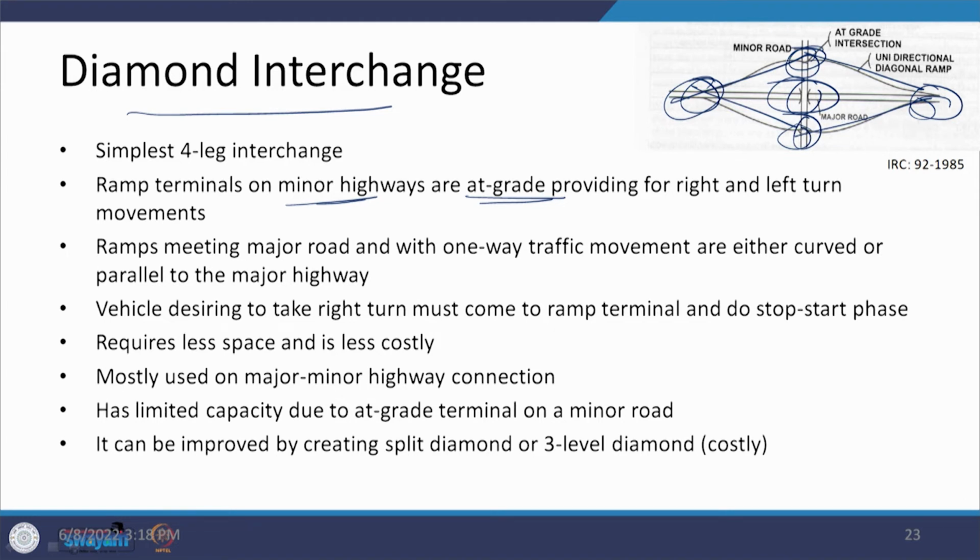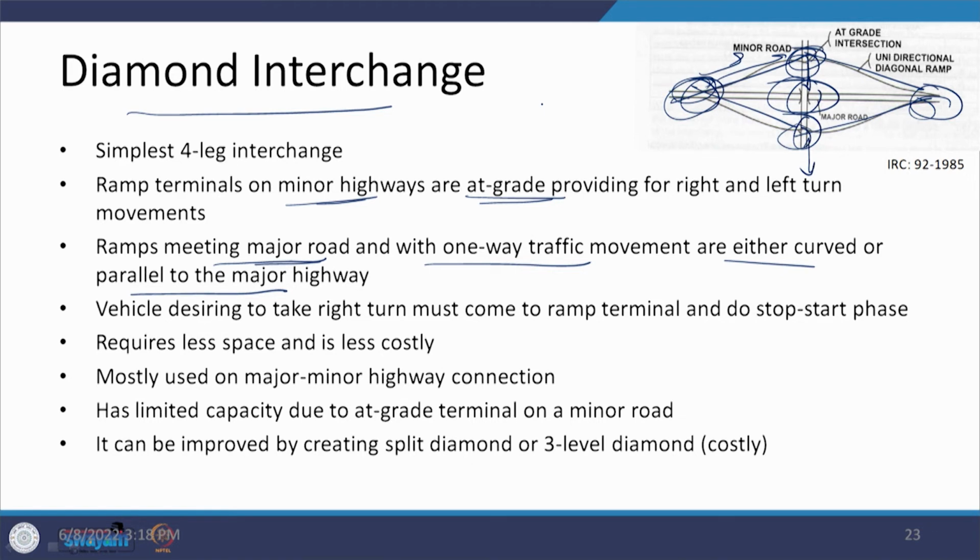So, if you are going from here this way, then at grade you are going to take a turn and then go in the right direction. So, at that particular location we have to see what type of stop conditions or markings or signals etc. need to be provided. Ramps meeting the major road with one-way traffic movement are either curved or parallel to the major highway. These are all taking one-way traffic actually, and when they meet here, they are curved and then tangential in that sense.